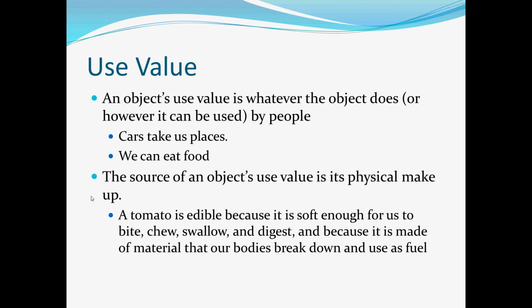And there are nutrients in that physical item, in this case the tomato, that we can use for fuel for our bodies, that our bodies can use to repair broken or damaged cells or build new cells and so on. So the physical makeup of the tomato allows us to eat it, chew it, swallow it, digest it, and allows our body to ultimately make use of it.